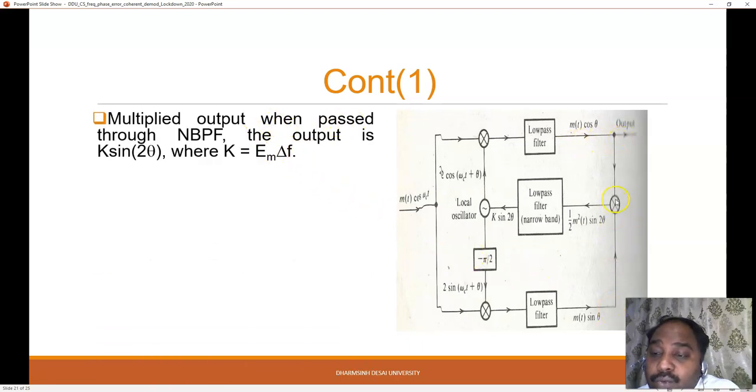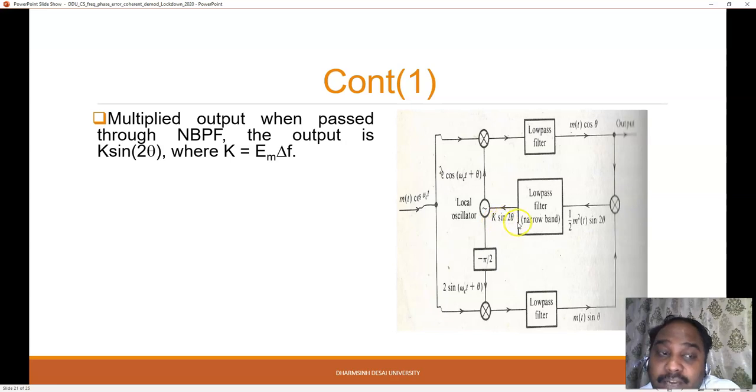Whatever the output of these two is, when multiplied, I will get half m square of t sin 2 theta. Now it is passed through a narrow band low pass filter, as I said previously. If you use a very narrow band filter, you will get only some part of that, not the complete part.